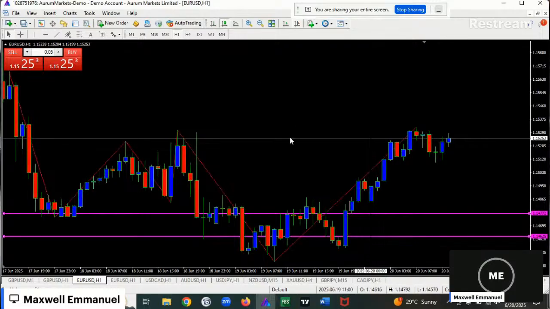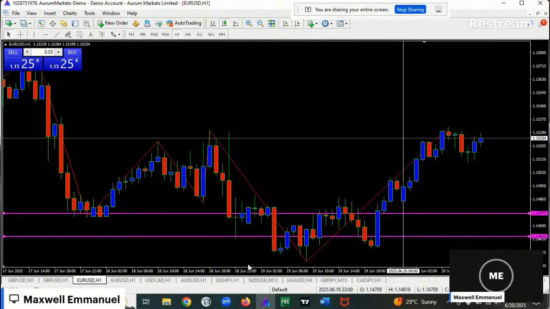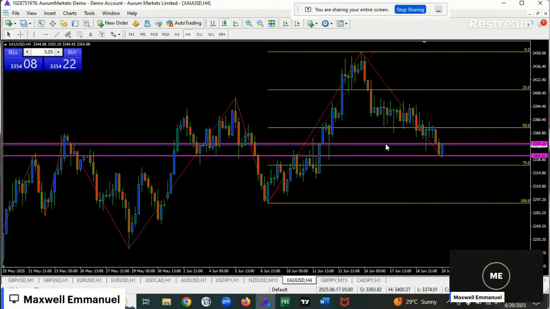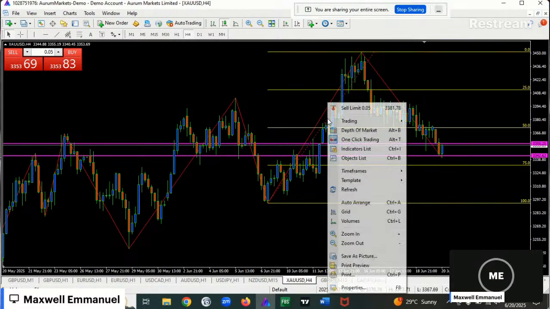Okay, so that's my take on Euro USD. So let's look at other instruments. Let's look at gold. You can see this is gold. My bias on gold is buy.